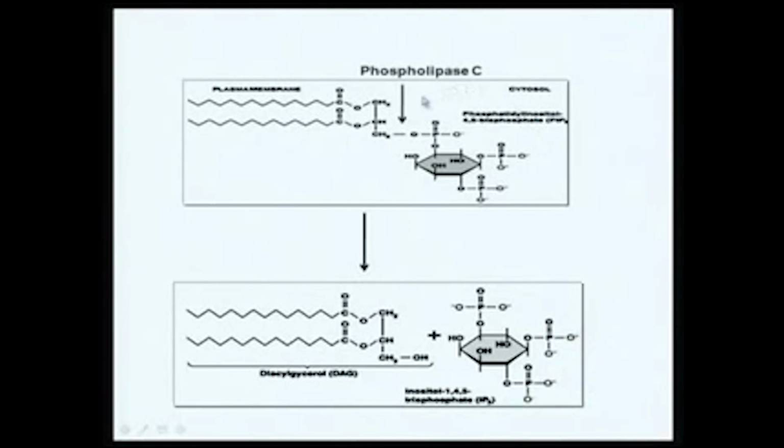So phospholipase C actually cleaves this particular phosphodiester bond. As a result, hydrolysis of this bond results in generation of diacylglycerol and inositol triphosphate. You have inositol 1, 2, 3 triphosphate, and this is the diacylglycerol, where you have the glycerol backbone linked to two fatty acid chains, so diacylglycerol.